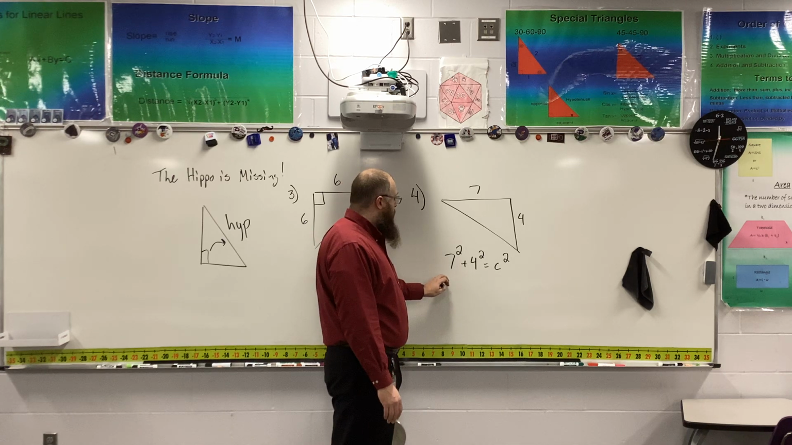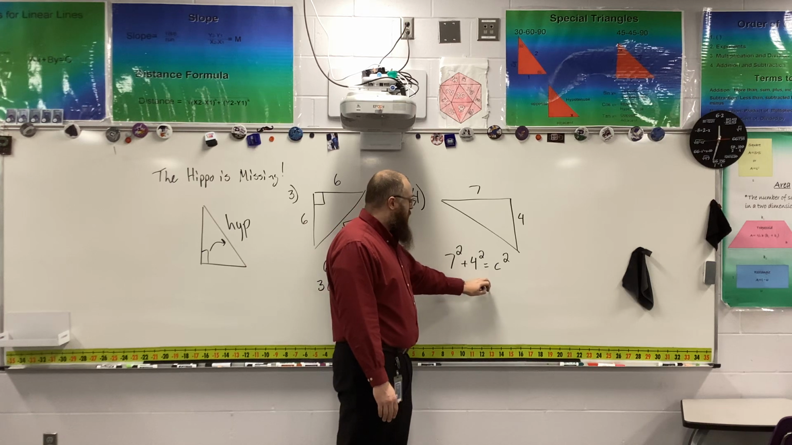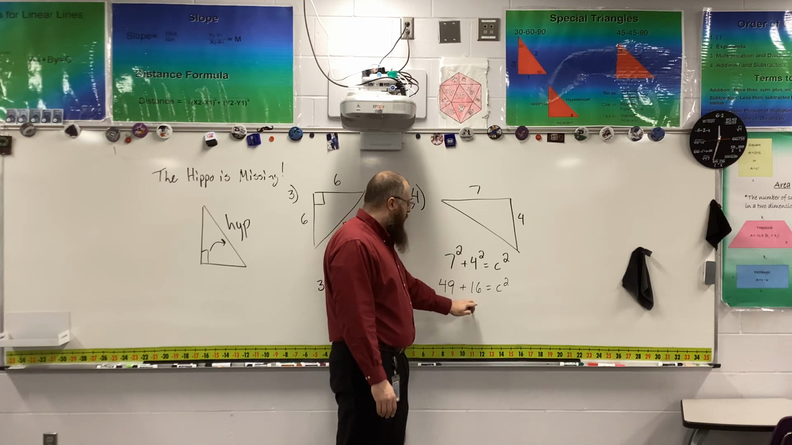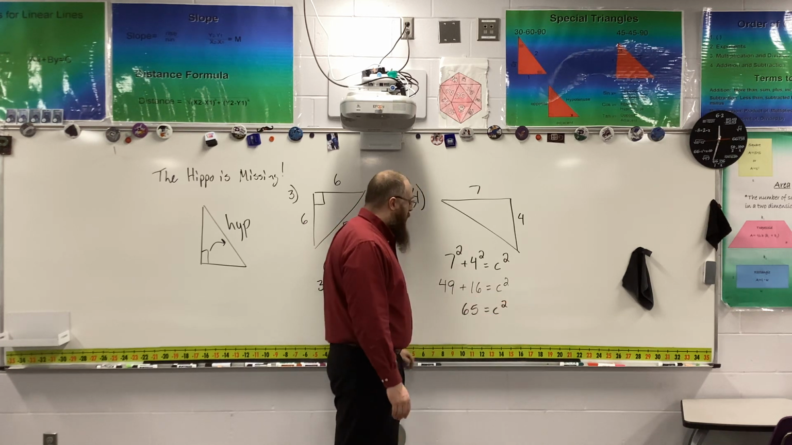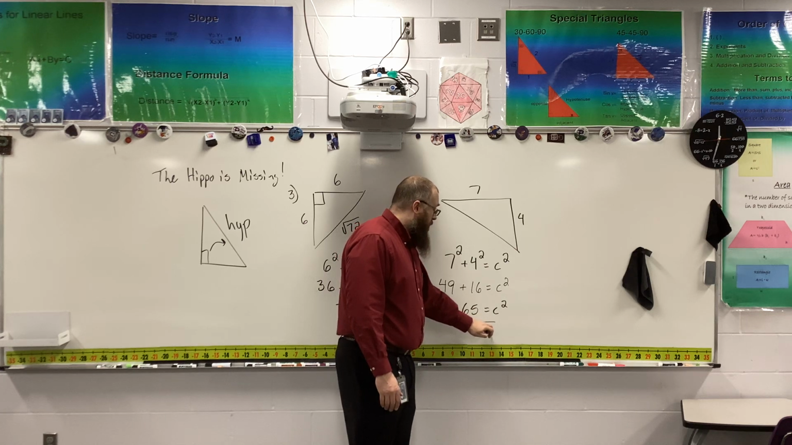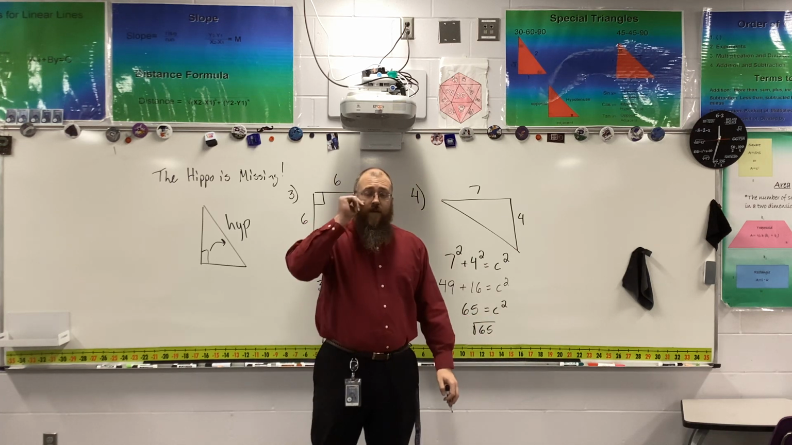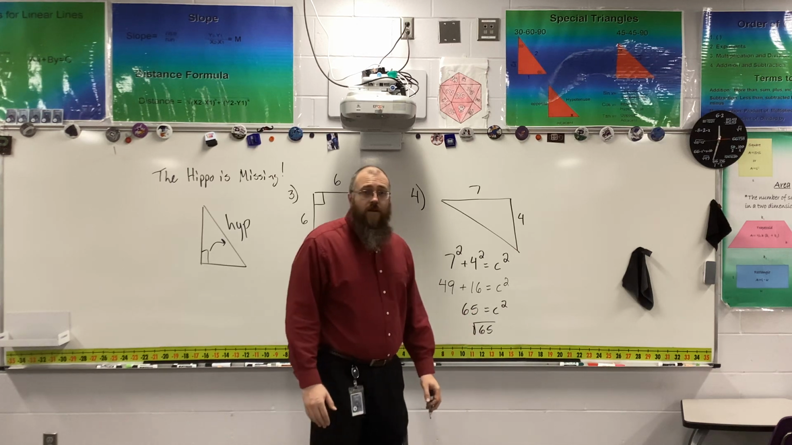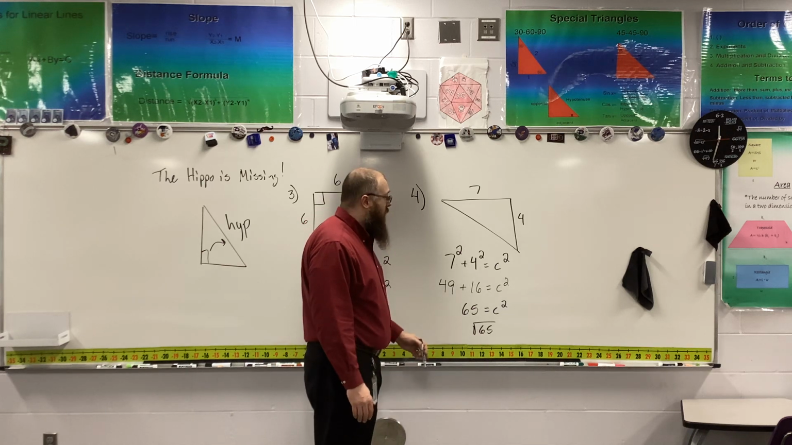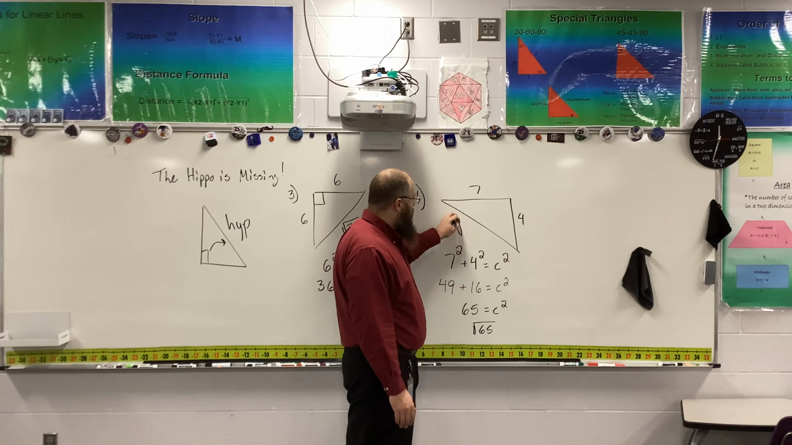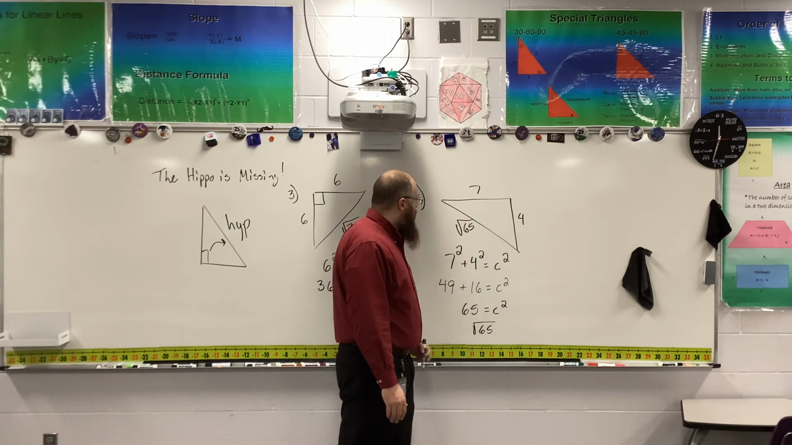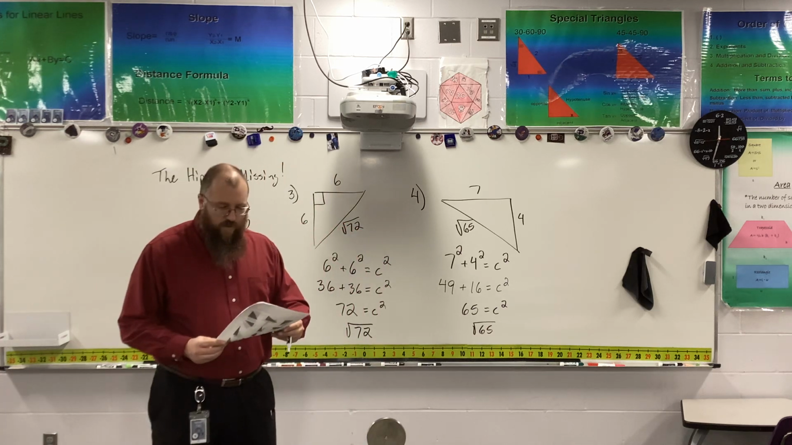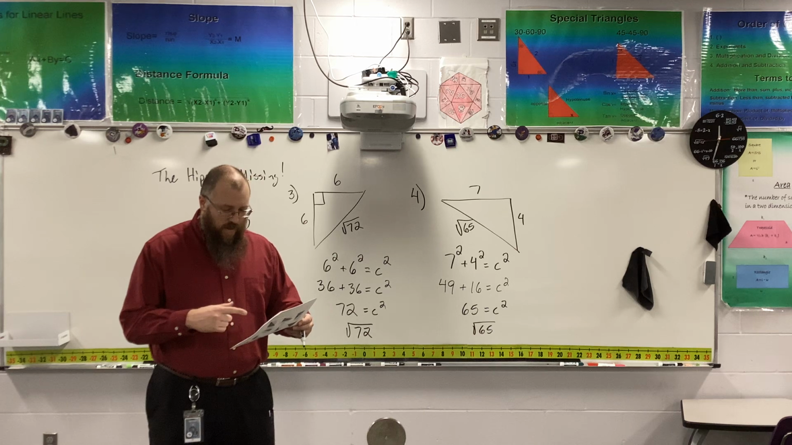7 squared is 49. 4 squared is 16. When I add them together, 49 plus 16 is 65. Again, when I go to square root my 65, it is not on my list. Most of the time when we're dealing with missing pieces, they won't be. The easier ones will give you perfect square numbers, but a lot of them will not. And so this one is not much different. We have the square root of 65 as our answer here.